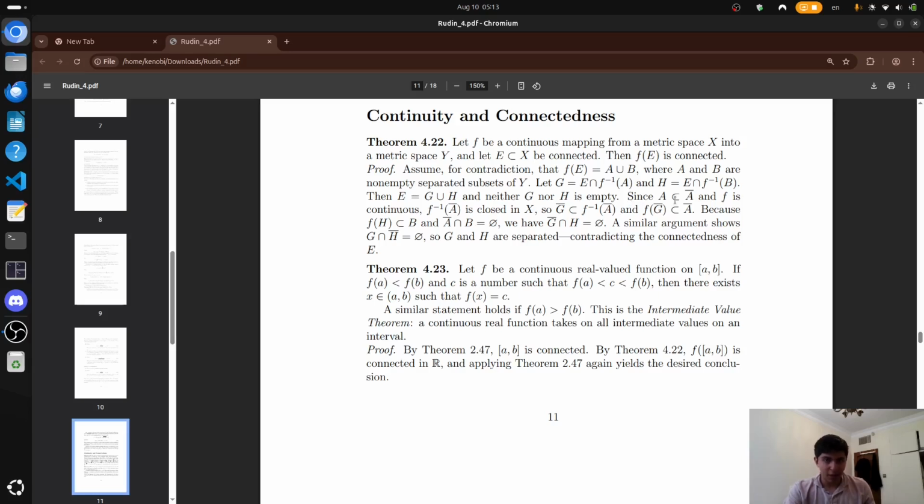Since A is in A closure and f is continuous, f inverse of A closure is closed in X, because that's the theorem we proved. We showed that if it's closed over here, it's closed here too. So G closure is a subset of f inverse of A closure.